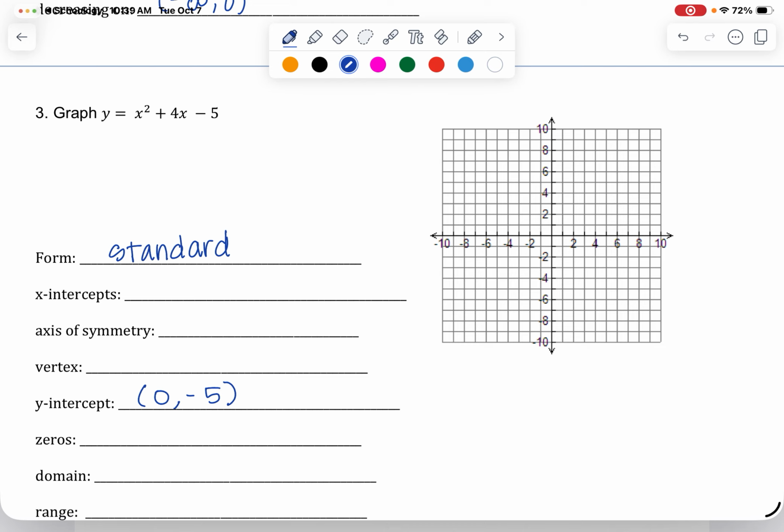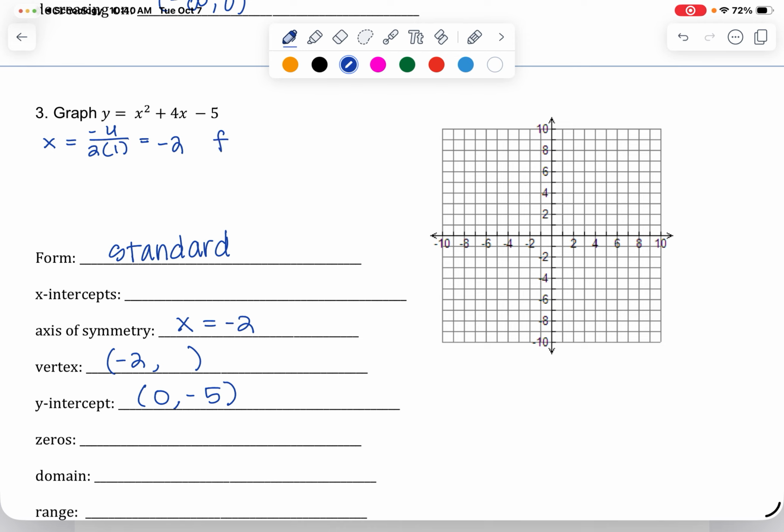My vertex and my axis of symmetry is what I'm going to do next. So I can get my axis of symmetry by doing x equals the opposite of the b value, which is -4, over 2 times the a value, which is 1. Simplify that. -4 divided by 2 is -2. So my axis of symmetry is x equals -2.